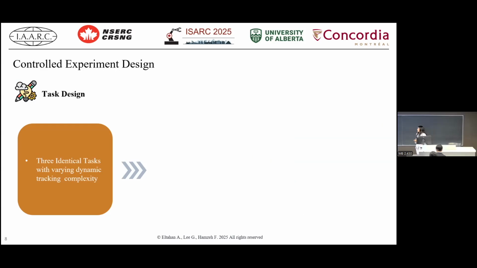So for the controlled experiment design, we first started with a task design. We did 3 identical tasks of varying complexity. We coded a video of a very simple moving dot at varying speeds, and we asked the participants to track it as accurately as they could. Very simple, but we'll see how interesting the results were.